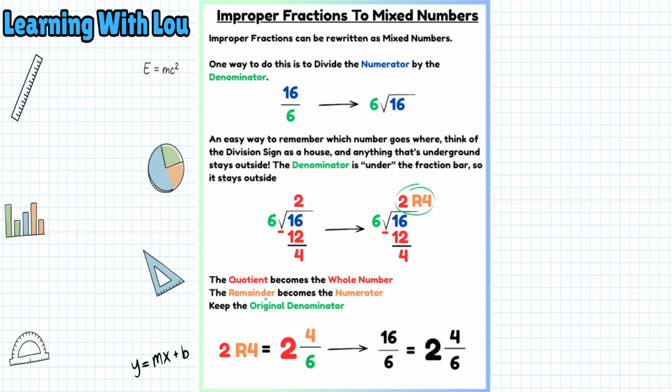Your remainder becomes your numerator in your fraction for the mixed number now. So my numerator is going to change. It's not 16 anymore. I'm going to have 2 as my whole number and 4 as my numerator. And then you just keep your original denominator, which was 6. So 16/6 is really equivalent to 2 4/6. I just took this improper fraction and rewrote it as a mixed number.